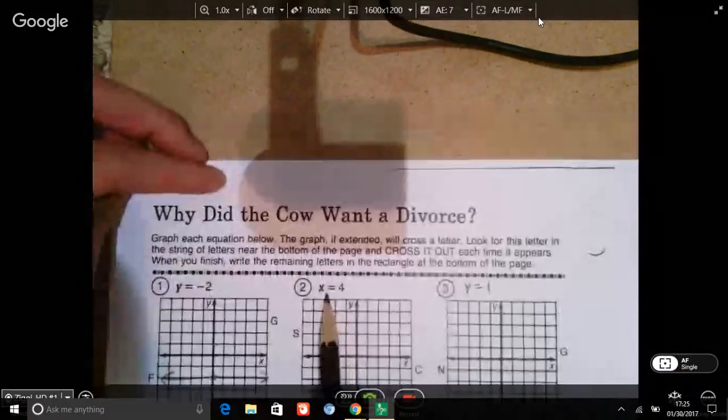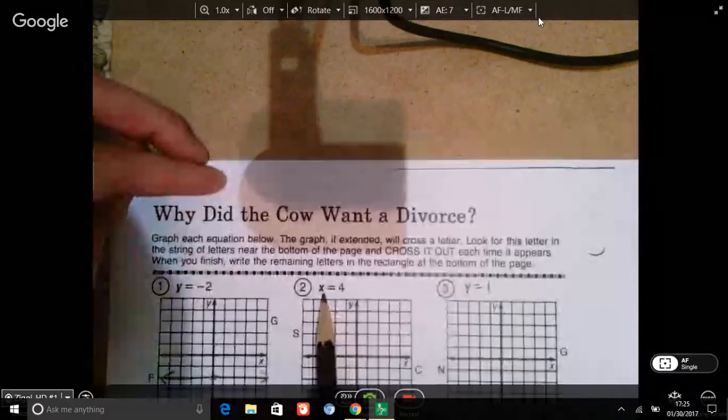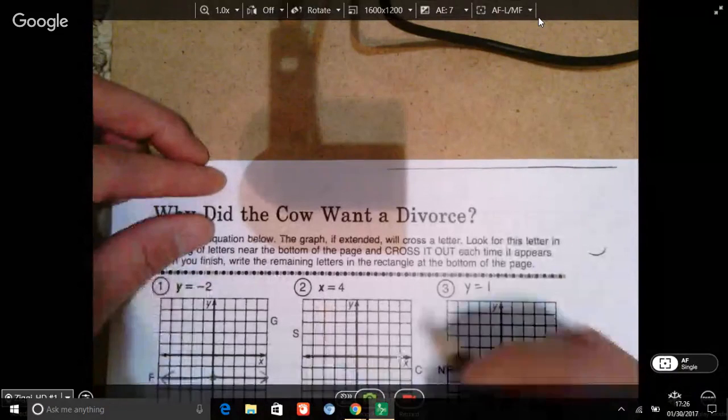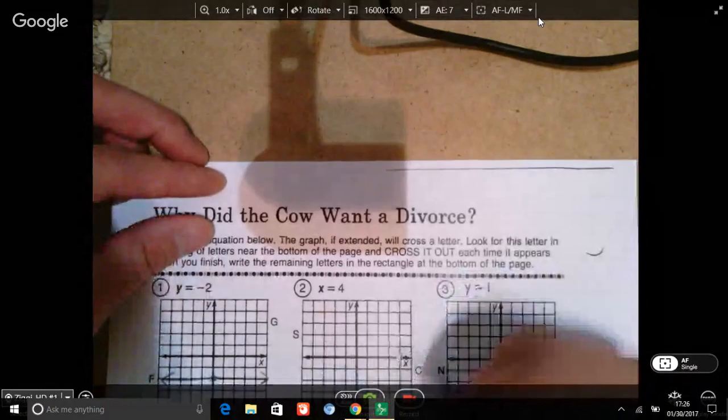In number 2, notice there is no y in the equation. This line is going to be parallel to the y. It's never going to touch the y. There's no y in the equation. It's going to hit the x at 4. 1, 2, 3, 4. It's going to hit the x at 4, and it's going to be parallel to the y. The line x equals 4.